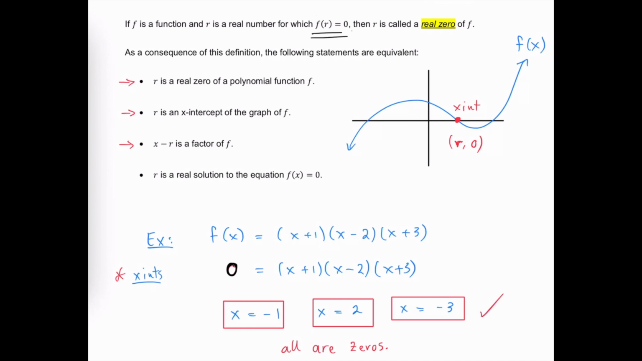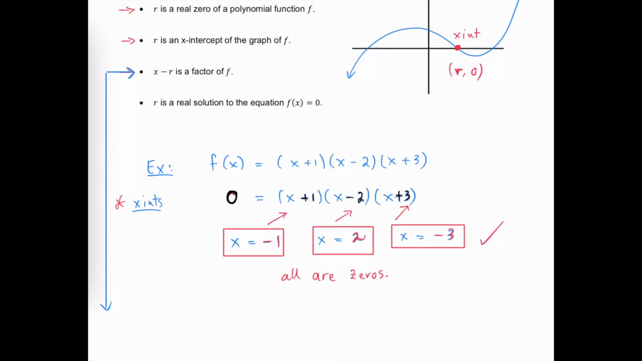But these zeros only cause the output to be 0 because of these factors of f. -1 turned out to be a 0 because x plus 1 was a factor. +2 turned out to be 0 because x minus 2 was a factor. -3 turned out to be a 0 because x plus 3 was a factor. So let's declare this consequence one more time, but saying it slightly differently. If x is equal to r is a 0 of a polynomial, then x minus r must have been a factor of f.